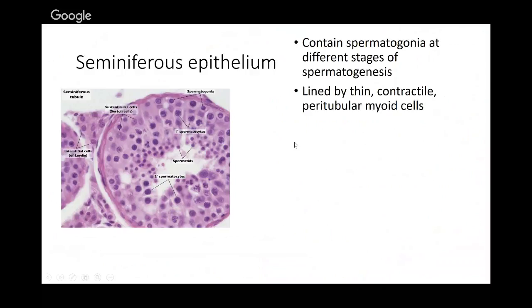So you have the seminiferous epithelium, and this one obviously contains the spermatogonia, and they are usually at different stages. So there might be a question showing you a histology slide and asking you what stage the germ cell might be. Is it primordial or primary or secondary or already a spermatozoa? So you got to be able to recognize that. The seminiferous epithelium is lined by thin contractile myoid cells. So it's those around here.